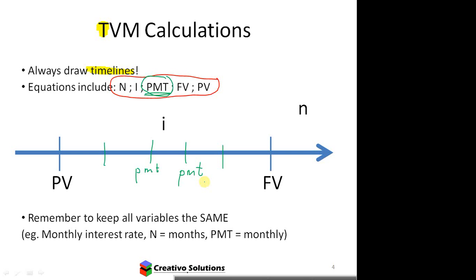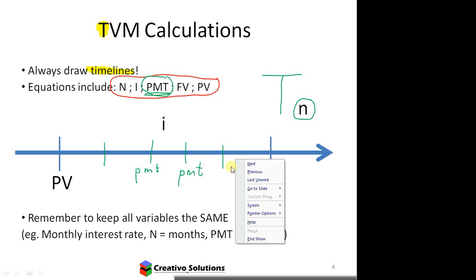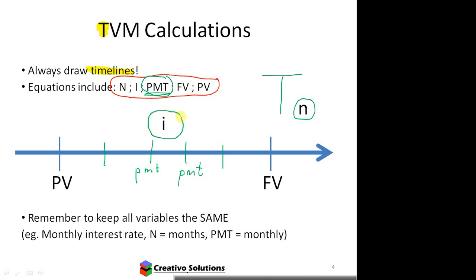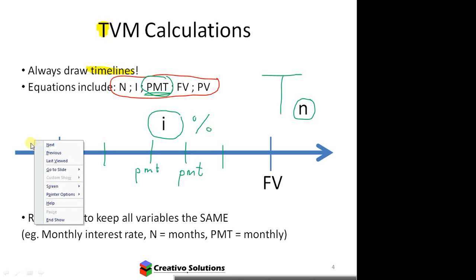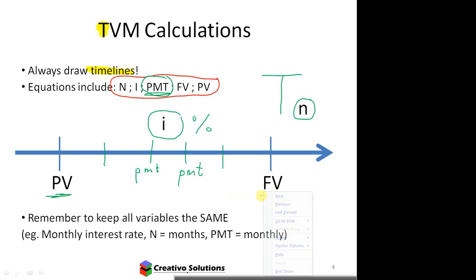Normally you'll just have present value, future value, interest, and N. So what is N? N is a measure of time. Normally it's n: do I have 5 years, 10 years, 20 years? I is the interest. What rate do I have? 10%, 5%, 20%? Present value is what you start with. Future value is what you end with.